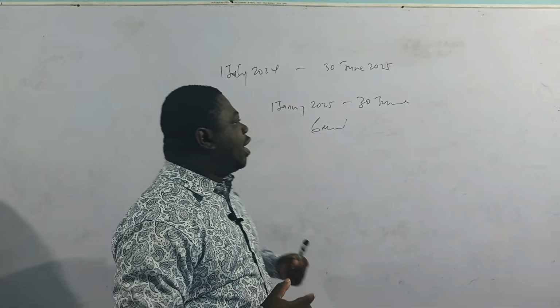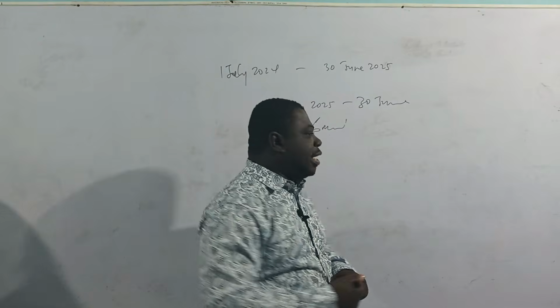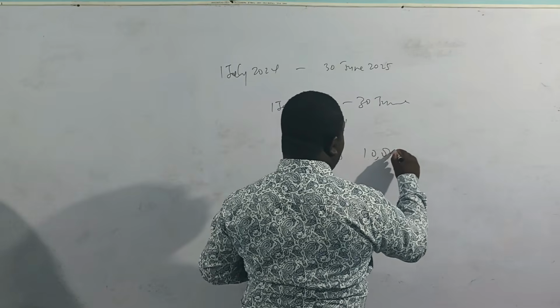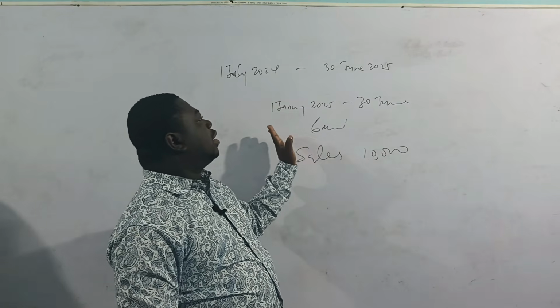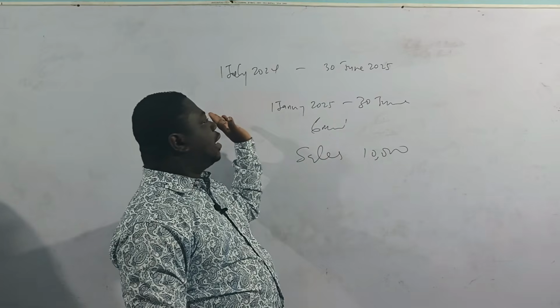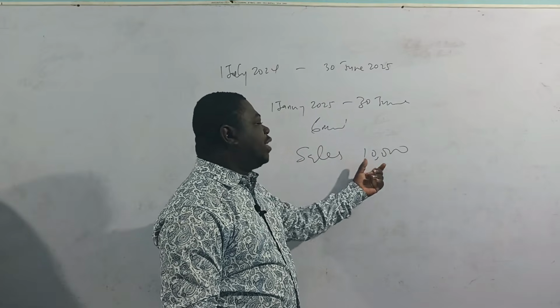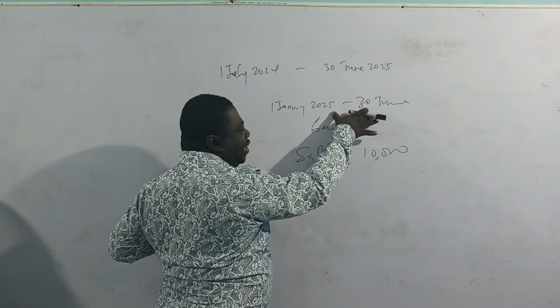Now, the question is, how do we know? For example, if the sales is 10,000, how do we know whether all the 10,000 was earned in the first 6 months or in the last 6 months, or which portion of the 10,000 was earned within the 6 months of ownership?